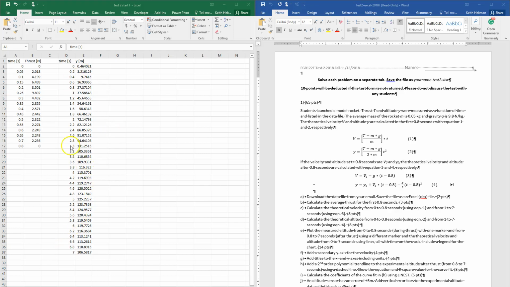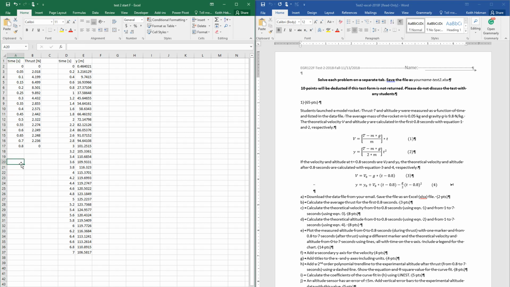Alright, so this is a starting file we have, and then we have the mass of the rocket is 0.5 kg, gravity is 9.8 newtons per kilogram. And then we can calculate our theoretical velocity and position based on our thrust, and this is the average thrust is what it is supposed to be.